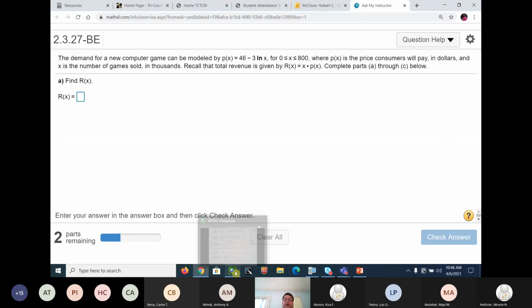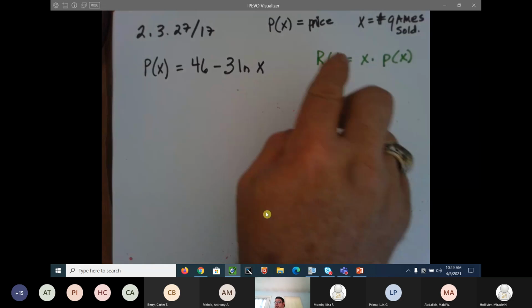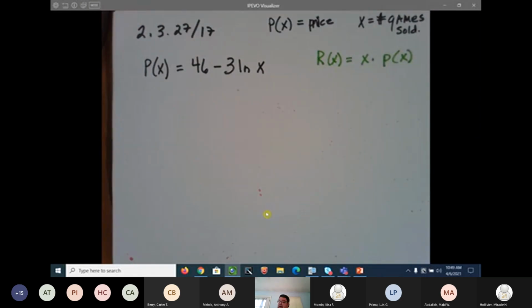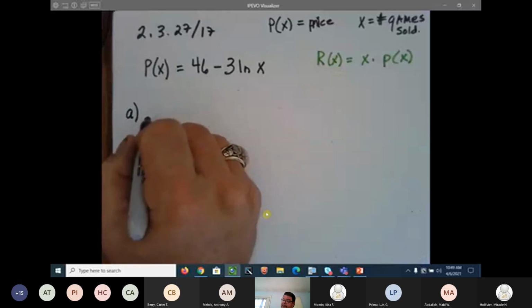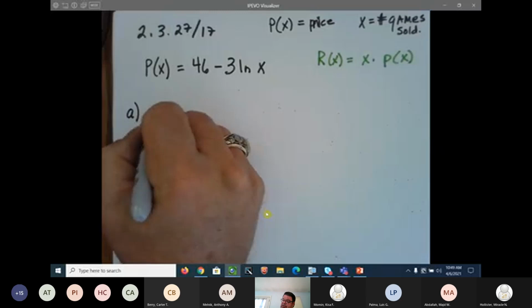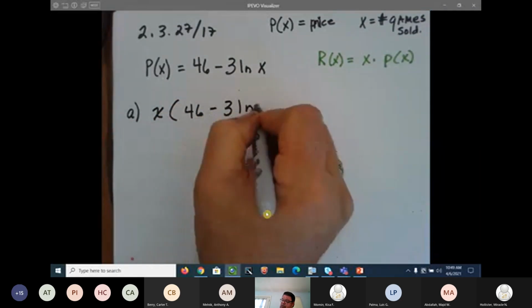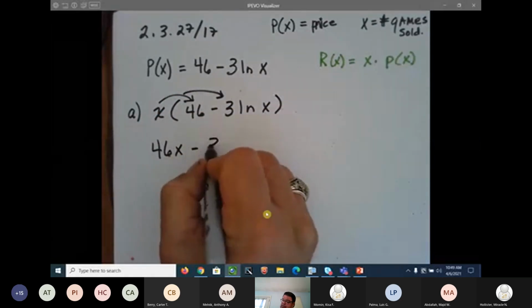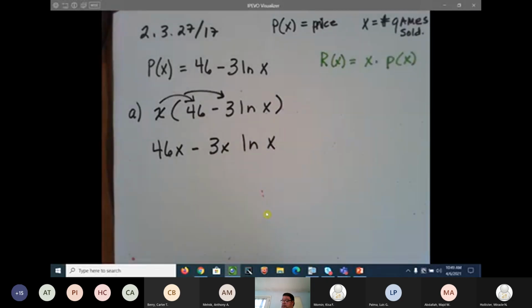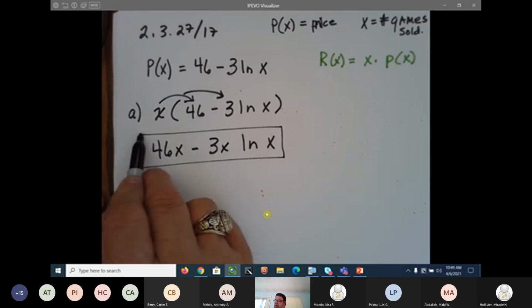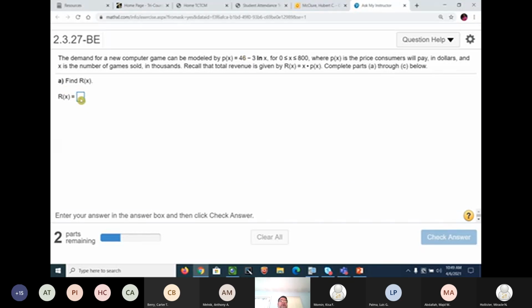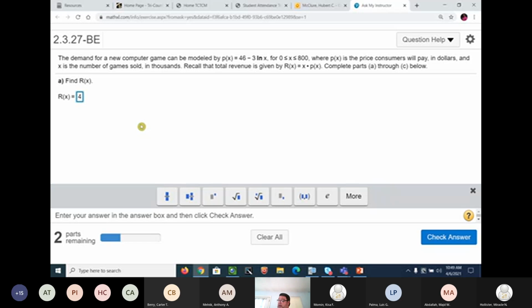All right, so here we go. We got all this information. And the first thing they're going to want you to do, they want you to find R of X. So R of X, part A, is this right here. So I'm going to multiply X times 46 minus 3 natural log of X. And I'm going to distribute that, and that's going to give me 46X minus 3X natural log of X. And that is the answer for A. So 46X minus 3X natural log of X.